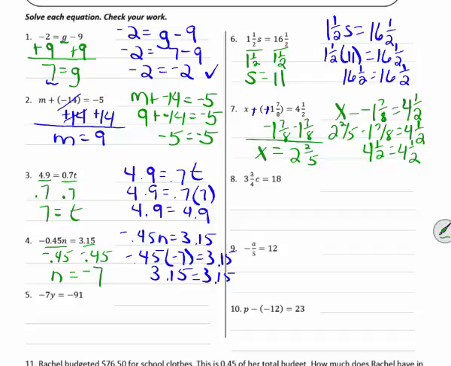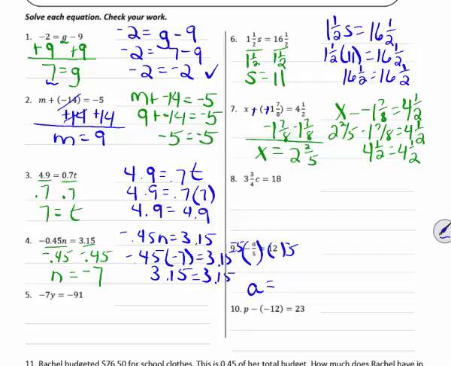I want to do number 9, because this is our first division that we have here. So for number 9, I have negative a divided by 5. So that means I have to multiply both sides by 5. But I also have to multiply by the negative, because I need it to be a positive a all by itself. So you're really multiplying by negative 5. So that's going to give me a.